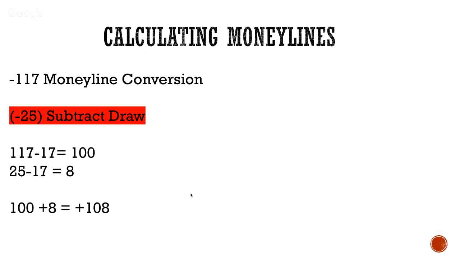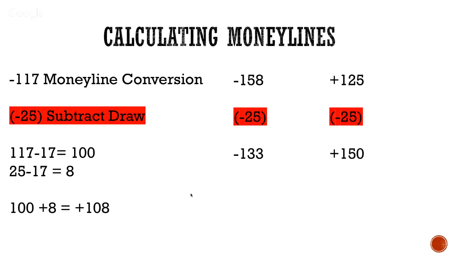And again, I'm going to leave this here. You can go back and review it if that sounds confusing. So let's look at another example. Minus 158. This one's pretty cut and dry. You subtract 25, so our final line would be minus 133. And here's another example. If it starts as a dog number, say plus 125, then you would simply add that 25 to the 125, making it plus 150 final line. So hopefully that clears it up. I know I had some questions about that last week.